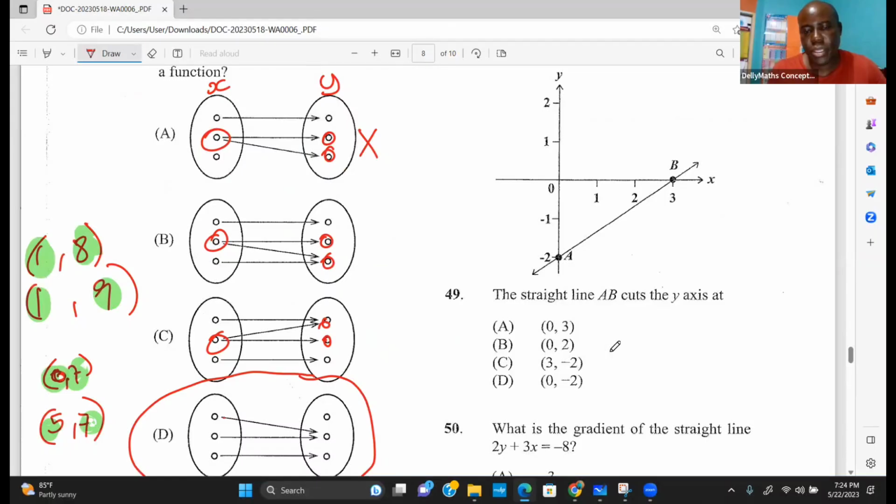All right. That one is a straight line also, and this one too. Yes. D, yes, it cuts at 0, -2. And I went further to tell you that every single y-intercept would have a 0 for your x.